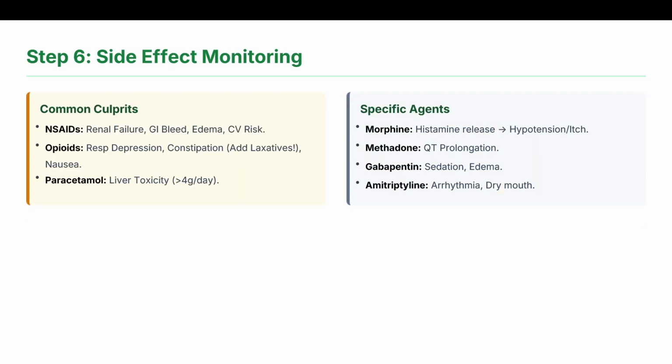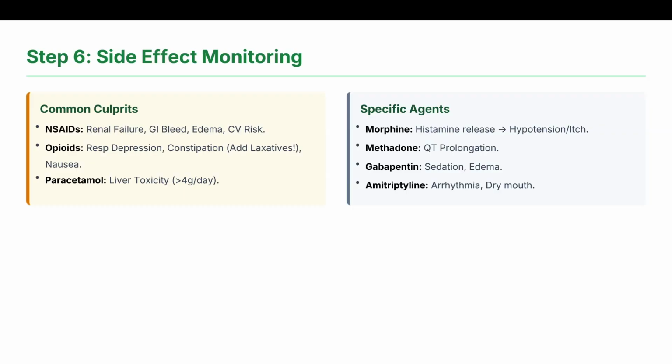Side effect monitoring. The common culprits are NSAIDs, opioids, and paracetamol. Paracetamol, if given more than 4 grams per day, can cause liver toxicity because of accumulation of NAPQI metabolite and depletion of glutathione, which is an antioxidant. In case of opioids, the side effects can be respiratory depression and constipation. For constipation, you can give a laxative along with opioids, and it can also cause nausea. For NSAIDs, there is GI bleed risk, renal failure risk, peripheral edema, and cardiovascular risk. All of these are high, so try to avoid NSAIDs if it can be done.